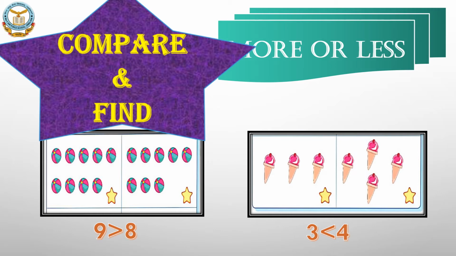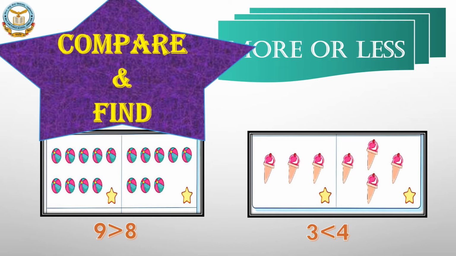Yes, this is the sign of the crocodile mouth, which you have already learnt in your previous classes. So we are going to open this crocodile mouth towards the bigger number. So 9 is bigger than 8. Okay, so we are going to open this crocodile mouth towards 9.